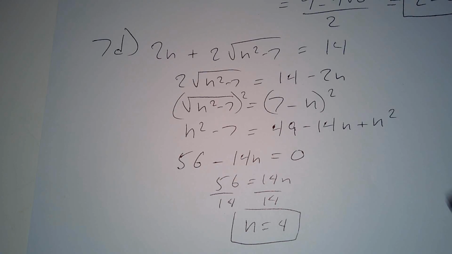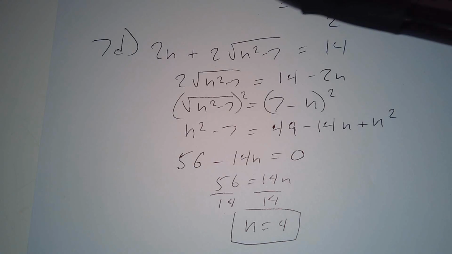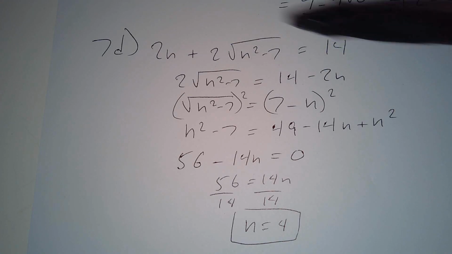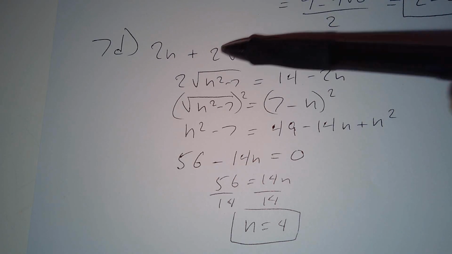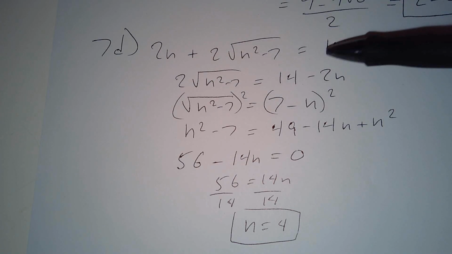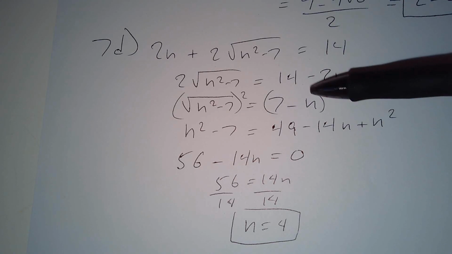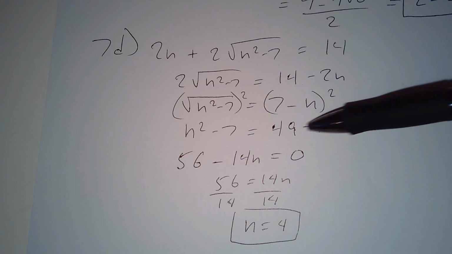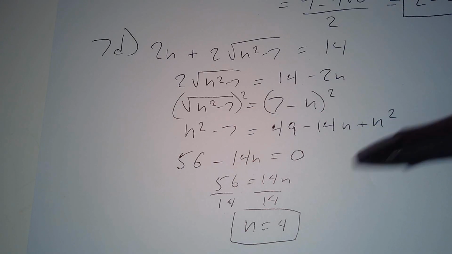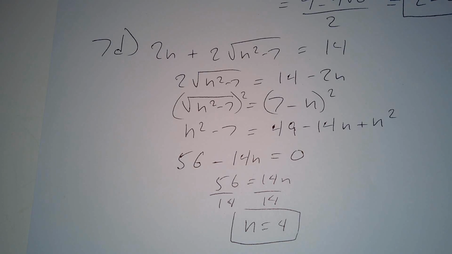Okay, 7d, same thing. We've got to square both sides, and then expand them. So what you want to do first is get rid of this 2 and put it on this side. That'll make it a little bit easier, and then because everything is divisible by 2, you can divide everything by 2. And so you get 7 minus n, so square that, square this side to get rid of the radical, n squared minus 7, and we get n equal to 4, right? Again, put that in to make sure it's not extraneous.